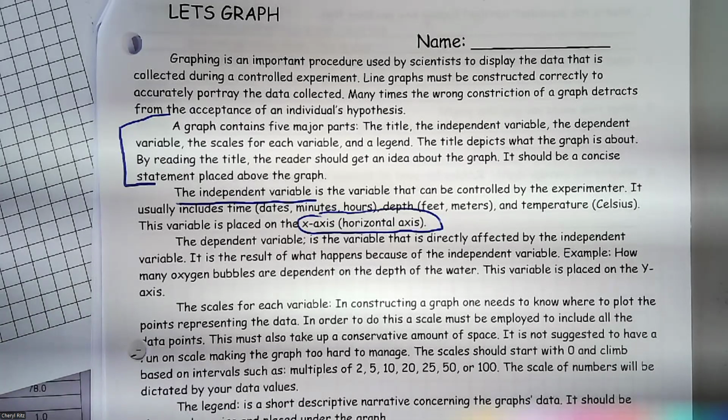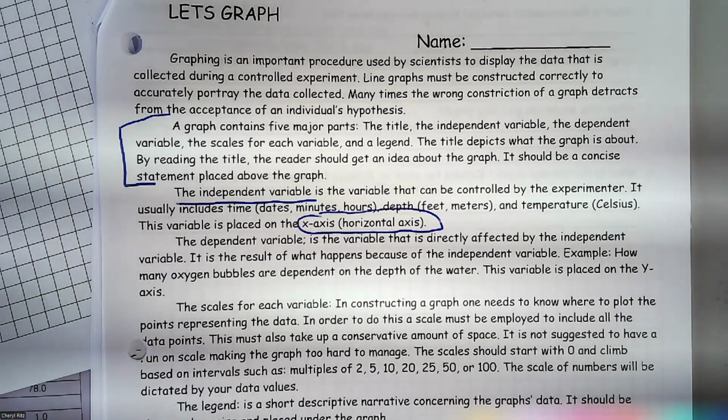For this lab, the number of oxygen bubbles produced by a plant, would you ever be able to tell a plant, hey, could you make 5 bubbles today and 10 bubbles tomorrow? Like, you can't control a plant. Same with, can we control how many sunspots the sun makes? No. So the one that we can't control, that's always the dependent variable, and that will always go on the Y-axis.